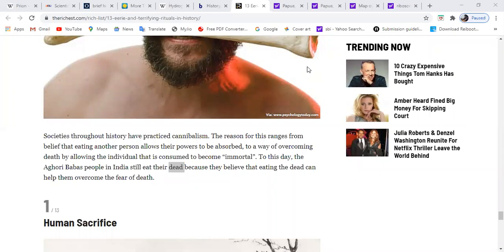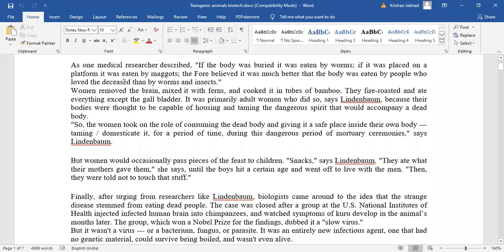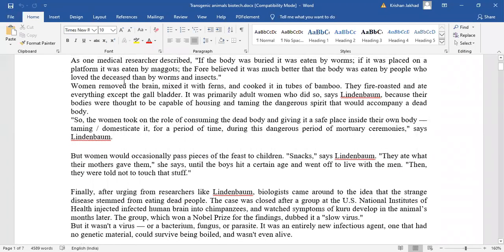So these practices, these traditions, for example cannibalism, because of this, diseases, for example prion diseases in humans, that is also known as Creutzfeldt-Jakob disease or CJD, evolved. Okay, so here there is one more note.